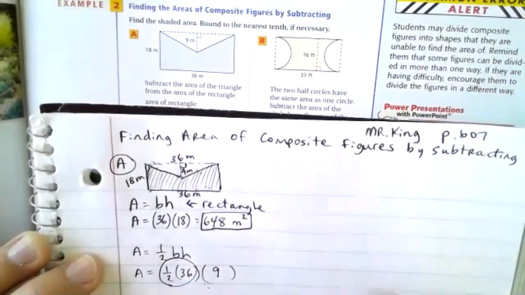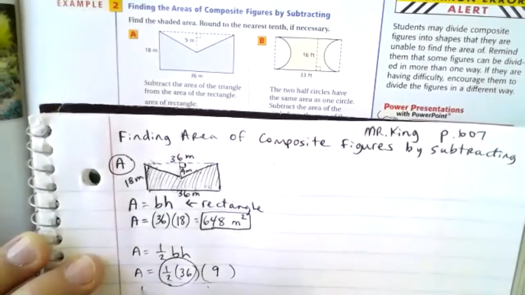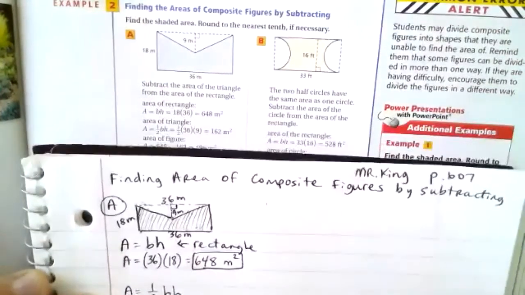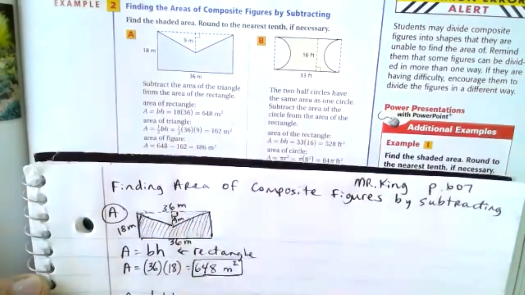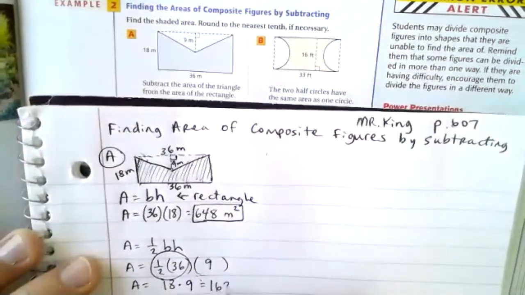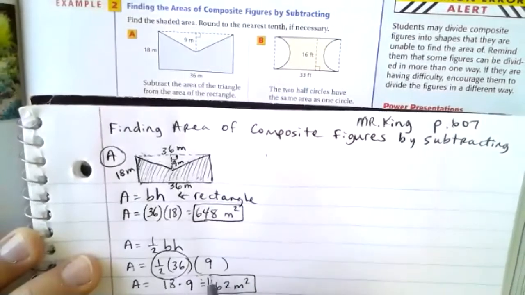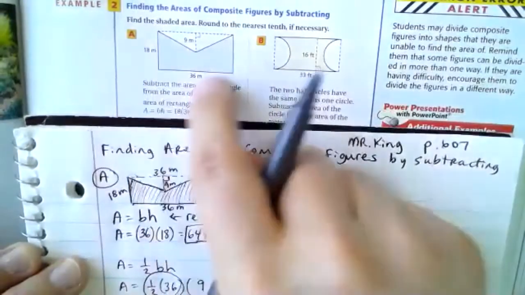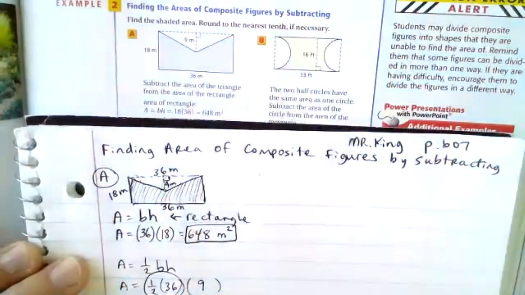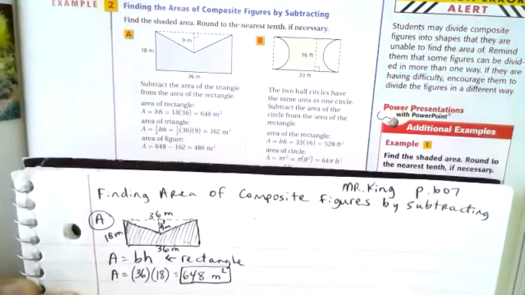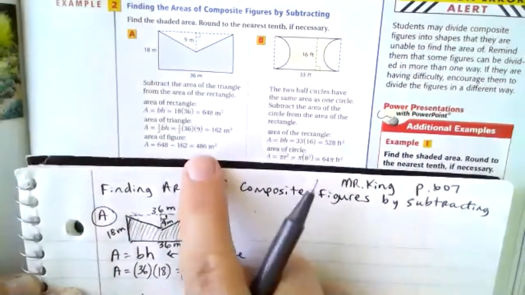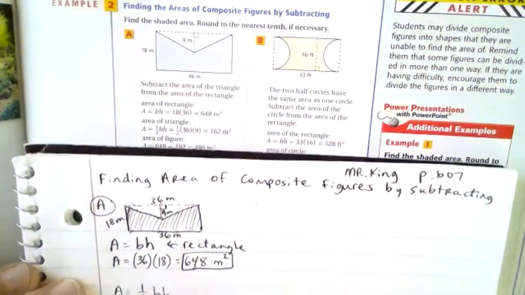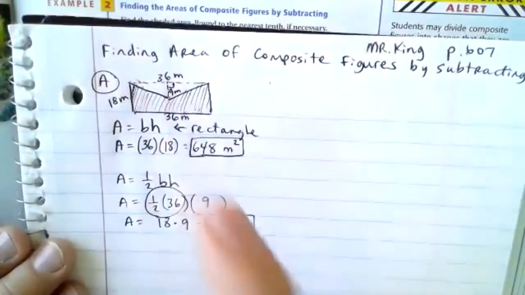All right, I'm going to circle half of 36 because I know what that is. That is 18 times 9, all right? And according to the book, 18 times 9 is 162 meters squared. So now we're going to take the area of the rectangle and subtract off the area of the triangle and see what we get. So if you'll notice, the answer here is 648 minus 162, and we get 486 total meters squared for that shaded zone right in there.